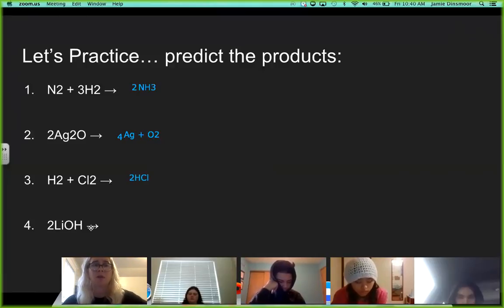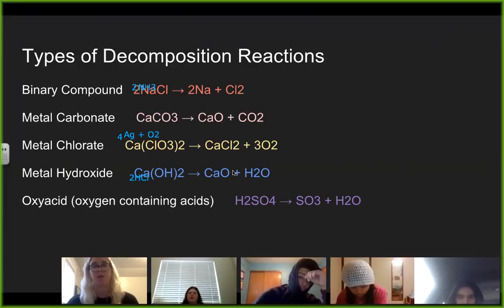Number 4, hopefully we recognized that's decomposition. What did you guys get for number 4? Keep in mind, use the notes, right? It's decomposition. So we go back to our decomposition slide, or in your case notes, and we look for the pattern. We have a lithium and a hydroxide. We have a metal and a hydroxide, right? We have LiOH. So that means we're going to get a metal with an oxygen and water.